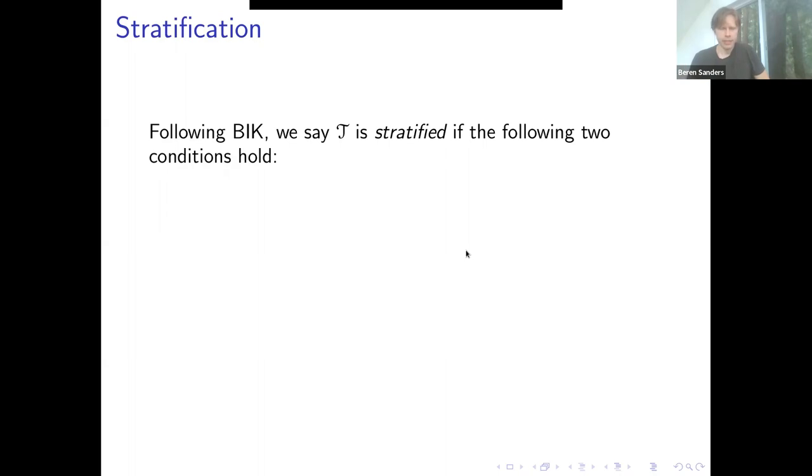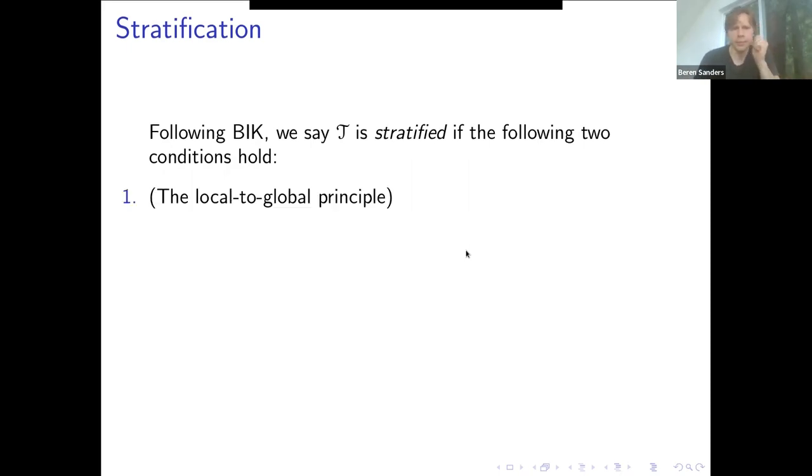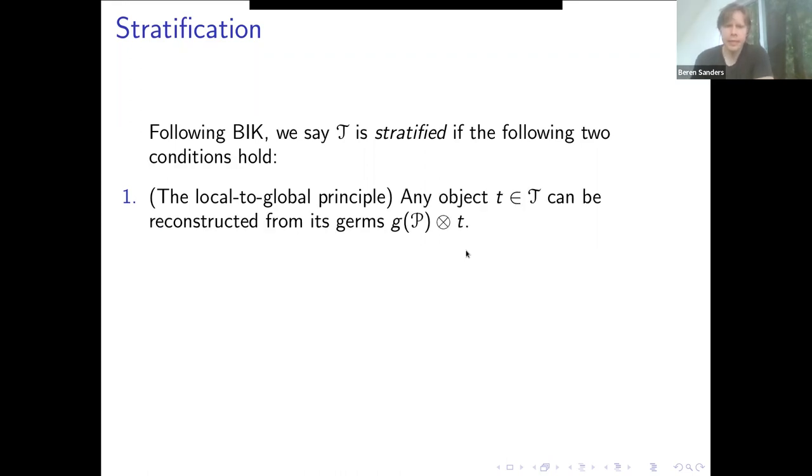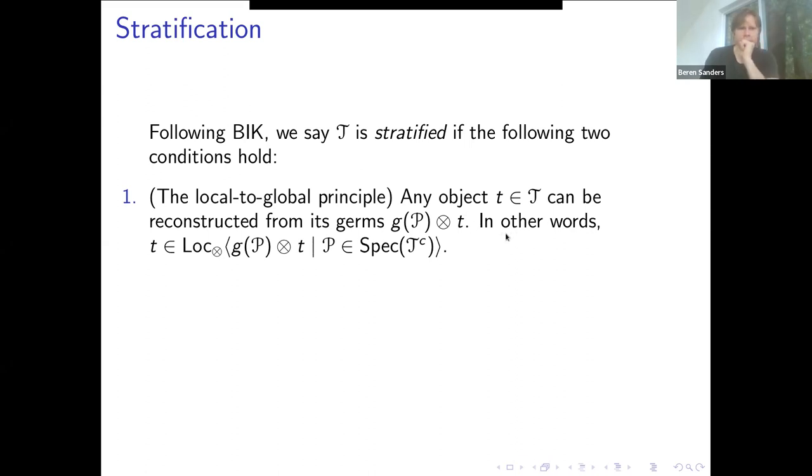So following Benson-Iyengar-Krause, we say that our tensor triangulated category T is stratified if the following two conditions hold. The first is the so-called local to global principle, which says, intuitively, that any object T can be reconstructed from its germs, reconstructed from the object's GP tensor with T. Or more precisely, every object T is contained in the localizing tensor ideal generated by these objects. Okay, this is the local to global principle.